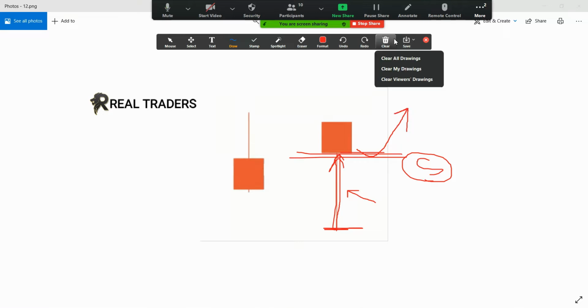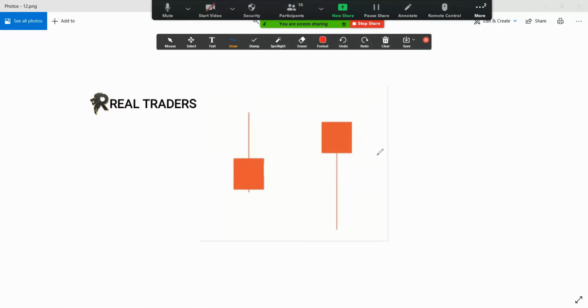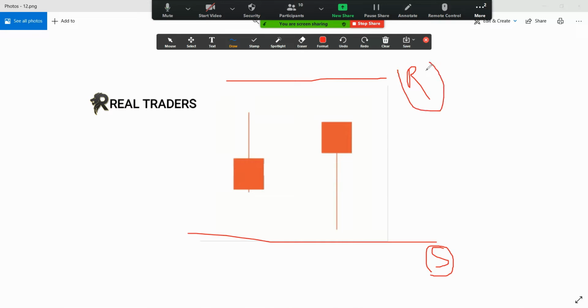Okay, so you need to know one thing about this candle. If this candle is in the middle of the trend, so what is in the middle of the trend? Suppose this is a resistance and this is a support. Now you can see this candle is in the middle of the trend, right? The support level is here, and the resistance level is here.